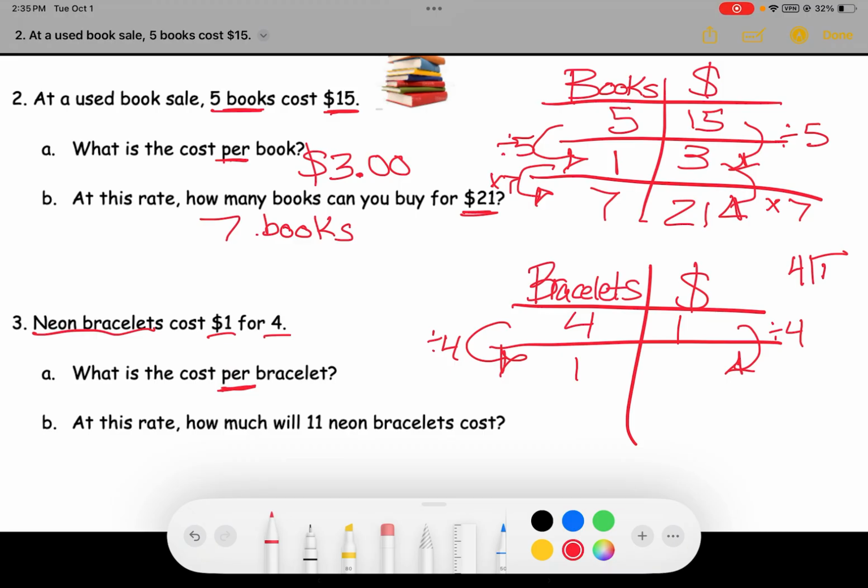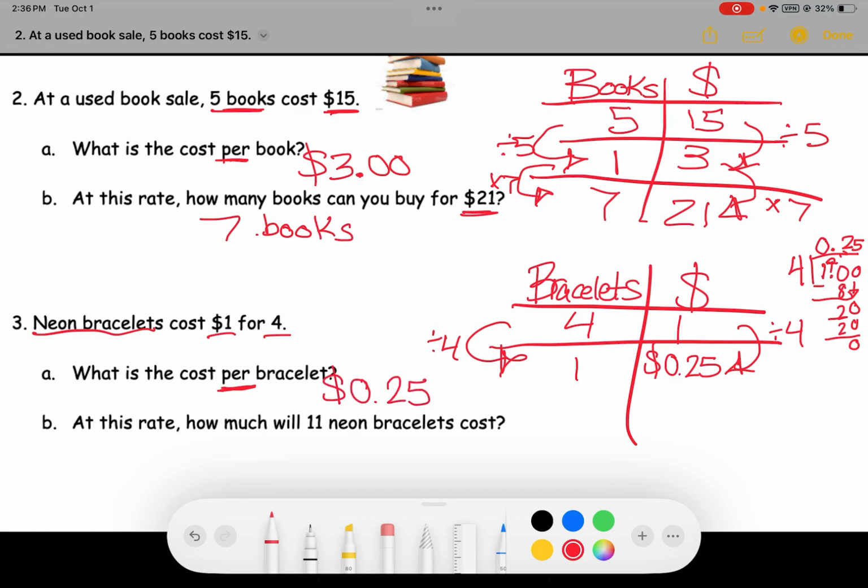So 4 goes into 1 0 times, then I add the 0, bring up the decimal. 4 goes into 10 2 times, 2 times 4 is 8, 10 minus 8 is 2, I add a 0 if I have a remainder. 4 goes into 20 5 times, so 5 times 4 is 20, and I subtract and I get 0. So that means each bracelet costs $0.25, or a quarter.